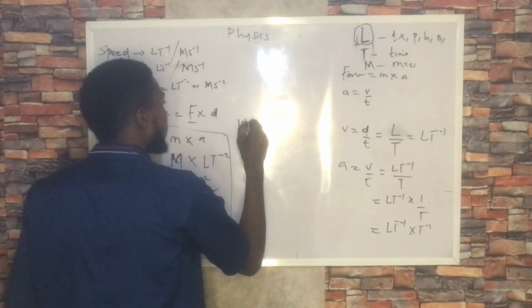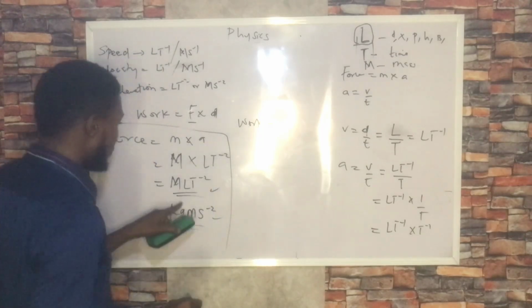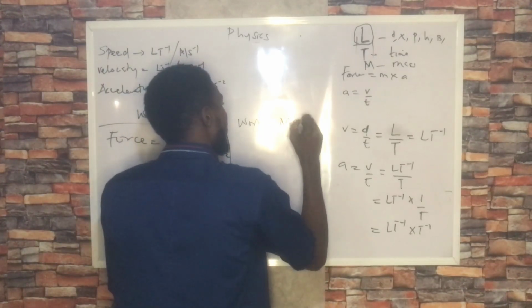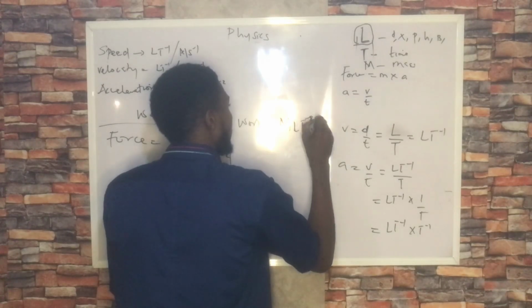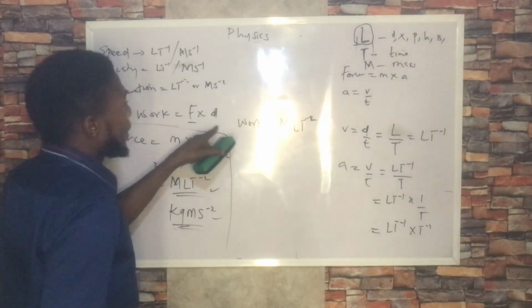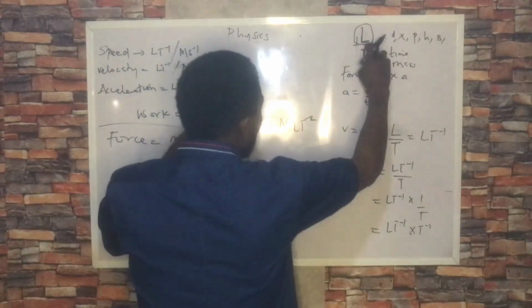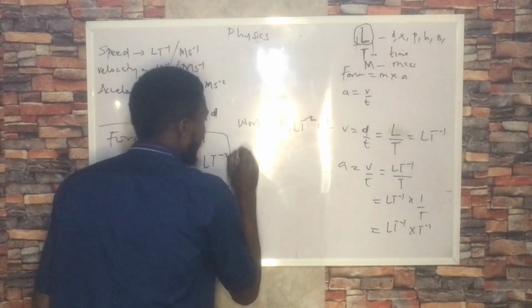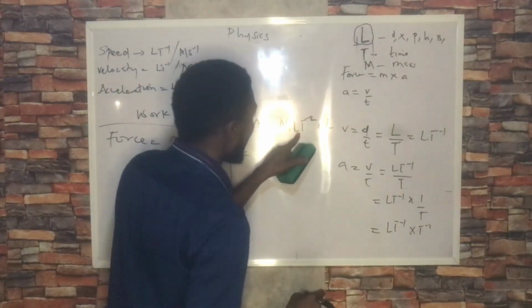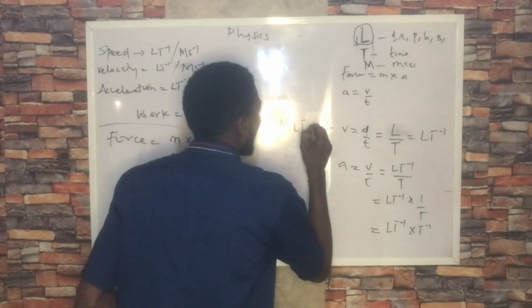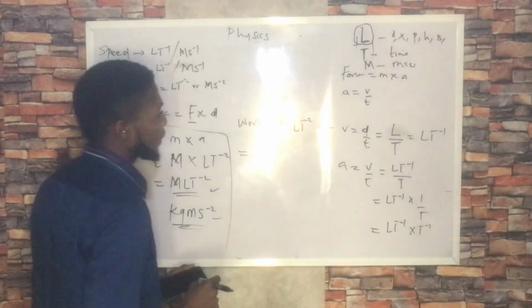So our work becomes what? First we bring in MLT raised by minus 2. That is for force. Now what will now be for distance? L. You get it now? So we now say it's equal to MLT raised by minus 2. In case you probably didn't see this well, raised by minus 2. You get it now?